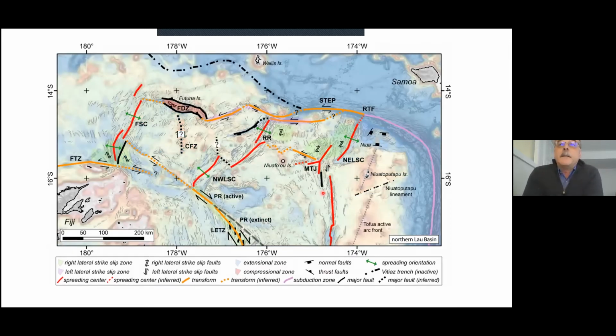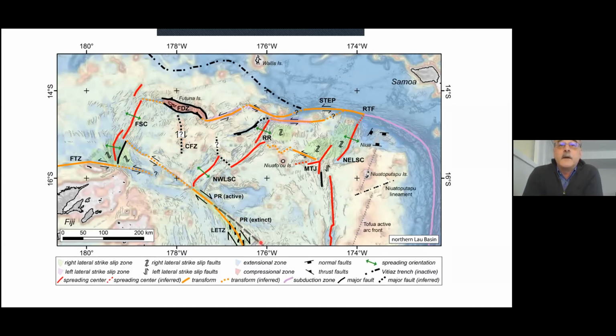This is the same map showing the architecture of the spreading centers in the northern Lau Basin with 7 or 8 of these localities. The important observation, or an additional observation, is that in order to accommodate all the plate accretion that's occurring, you need some major transcurrent faults to effectively take up the slack and make room for all the new crust. And there are at least 3 of these major faults in the northern Lau Basin.